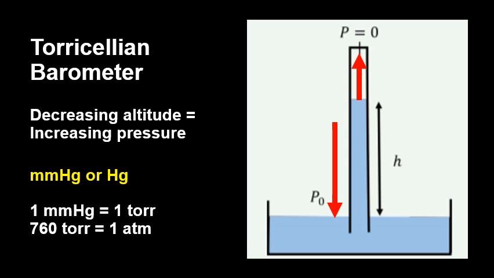Pressure increases with decreasing altitude as there are fewer particles in the air to collide with the surface of the mercury at higher altitudes. The vacuum that forms at the top of the tube, measured in millimeters mercury or inches mercury, represents the pressure of the air. Occasionally, millimeters mercury is represented as torr, or indicated in atm. 1 millimeter mercury is equal to 1 torr, and 760 torr is equal to 1 atm.